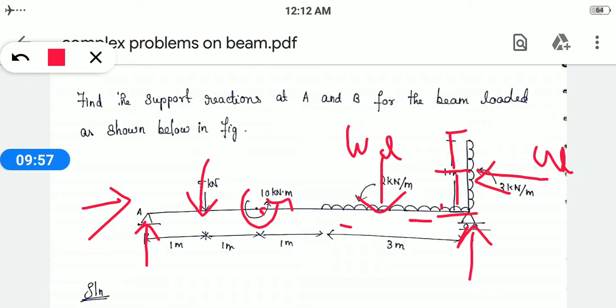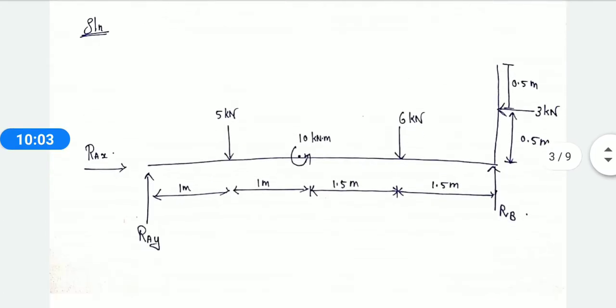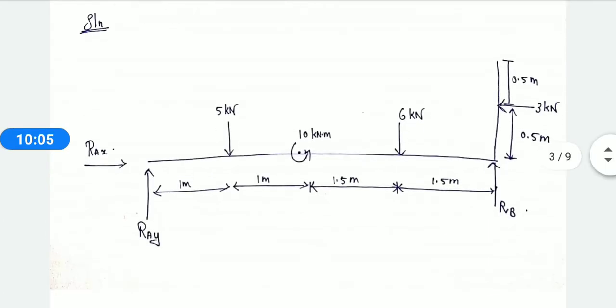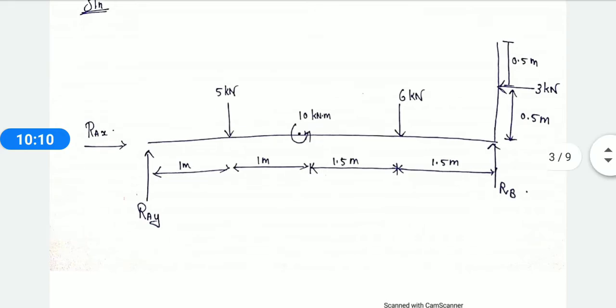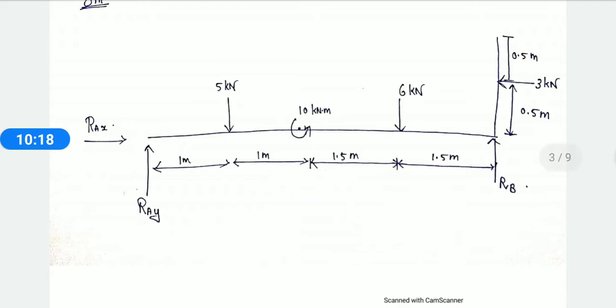This is the analyzing of your beam first. You have to analyze the beam first, then you have to plot your free body diagram. This is your free body diagram that I had explained previously. RAX, RAY, 5 kilonewton, 10 kilonewton meter and 6 kilonewton is from the UDL and 3 kilonewton is also from the UDL. What is the next step after seeing this?